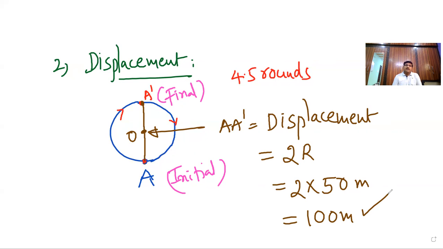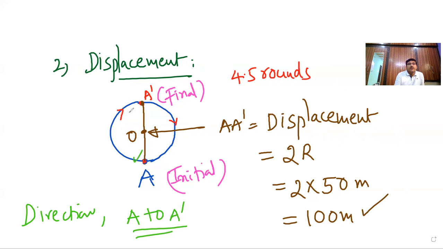Direction is from where to where? Initial to final point. Here I quote direction. Direction of vector is A to A dash. Initial point to final. So at the end of the 135 seconds, he completes 4 rotations and half more rotation. So final point goes up. So initial to final is diameter. That is the displacement. Clear?